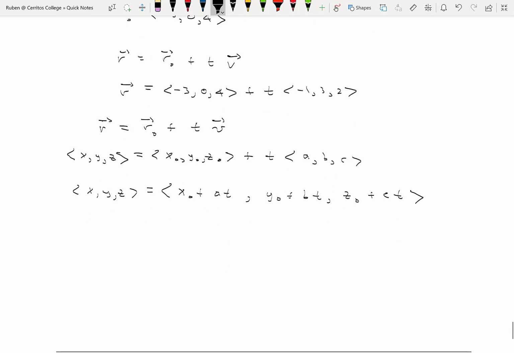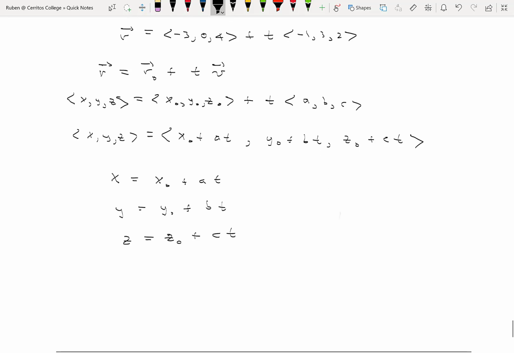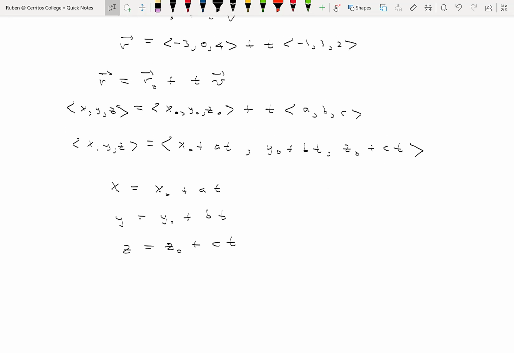Now let's just isolate the components. So x must equal x naught plus at, y must equal y naught plus bt, and finally z should equal z naught plus ct. These three equations together give the equation of the line. They give the actual line. These are called parametric equations of the line.